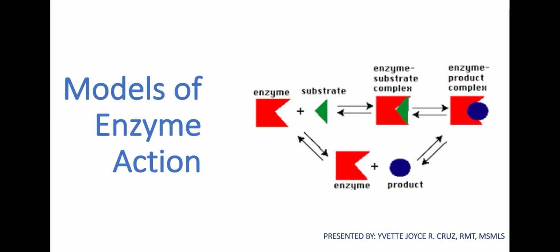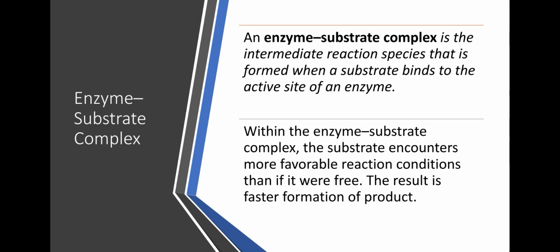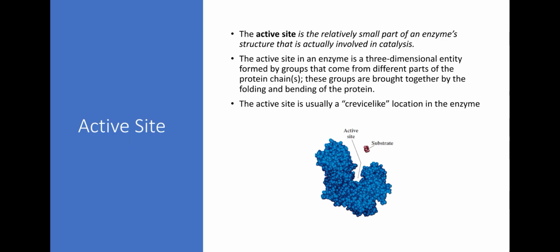Let us now discuss the different models of enzyme action. But before that, let us first define an enzyme-substrate complex. Enzyme-substrate complex refers to the intermediate reaction species that is formed when a substrate binds to the active site of an enzyme. So what is the active site of an enzyme?